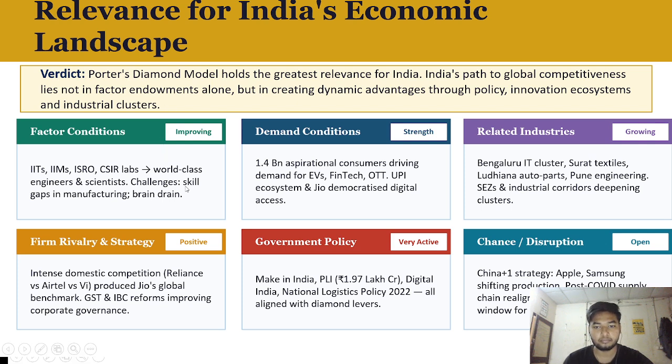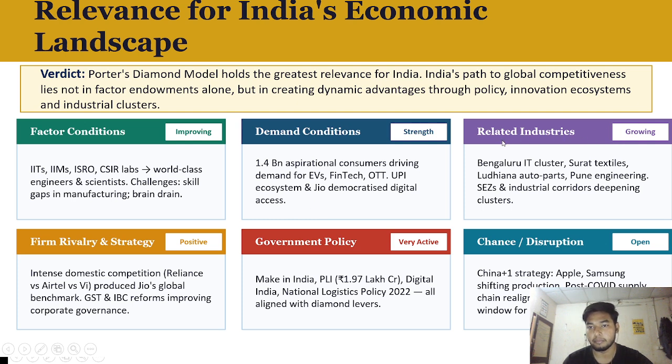There are some key points. For example, factor condition is improving. For example, IITs, IIMs, ISRO, CSIR, world-class engineers, scientists. Challenges: skill gap in manufacturing, brain drain. Second is demand strength. Aspirational consumers driving demand for EVs, fintech, OTT, UPI ecosystem, and geo-democratic digital access.